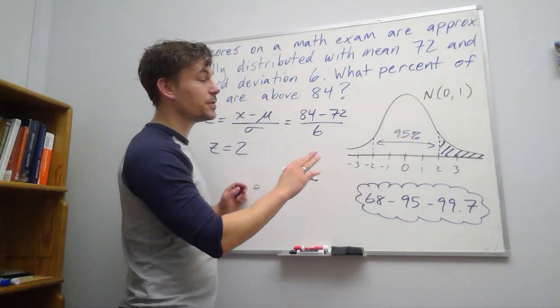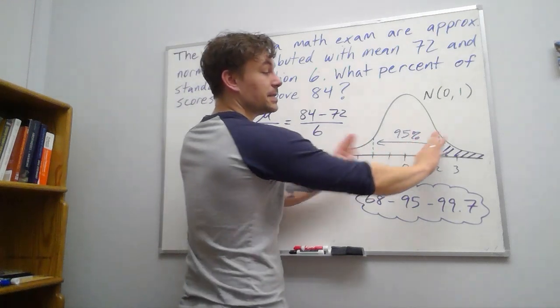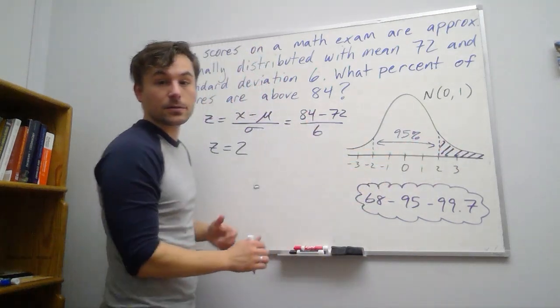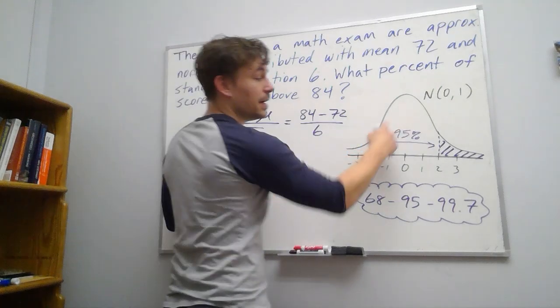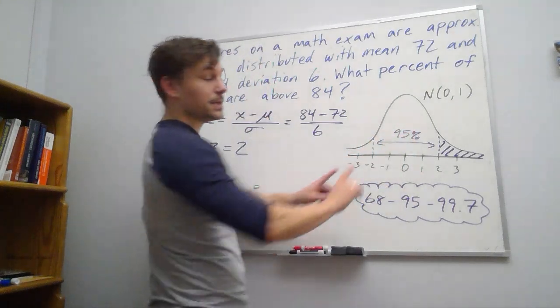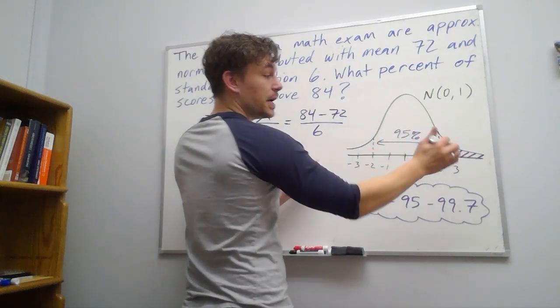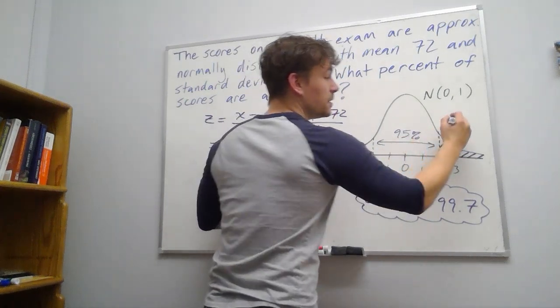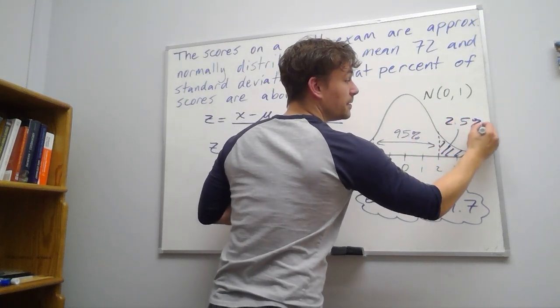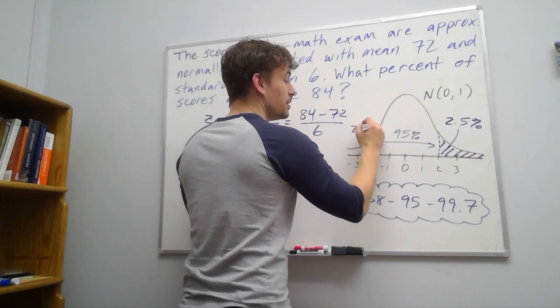Now, because of the symmetry, that means that the remaining stuff is split between these 2 tails. So that means we have 95% in the middle, so 5% total for each of the 2 tails. So each of those tails is going to get half of that. It's going to get 2.5%.